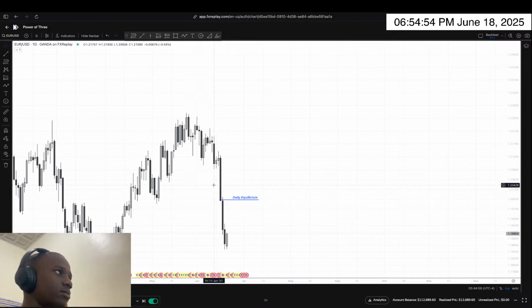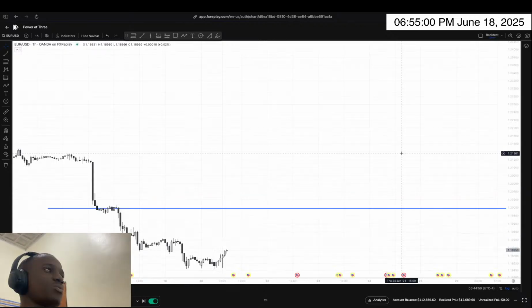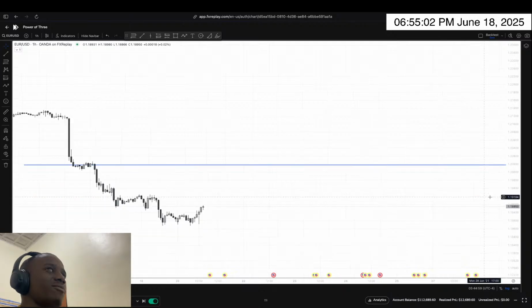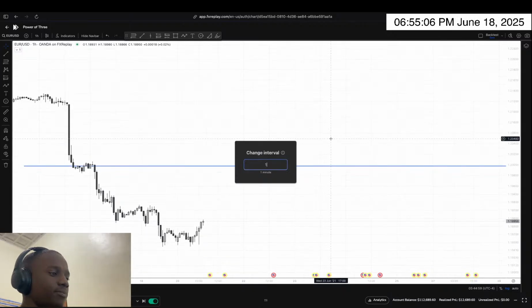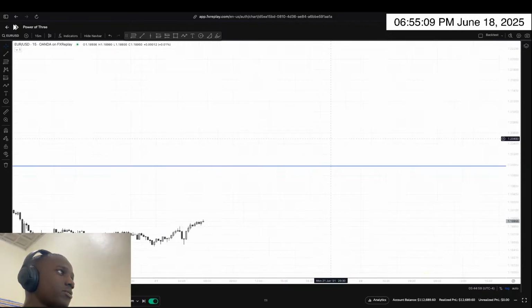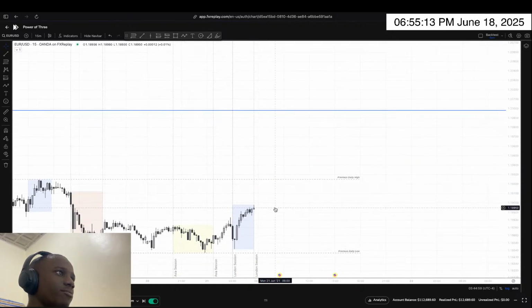Okay, now I'd like to go to 1 hour. And you can see that this day started with a push to the upside as we expected Monday to go if we want to have a bearish week. So that will be our target if we see confluences for buys.